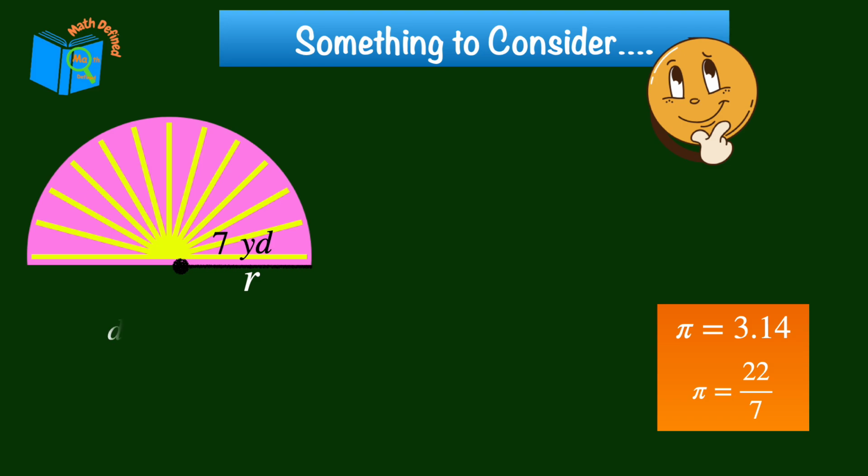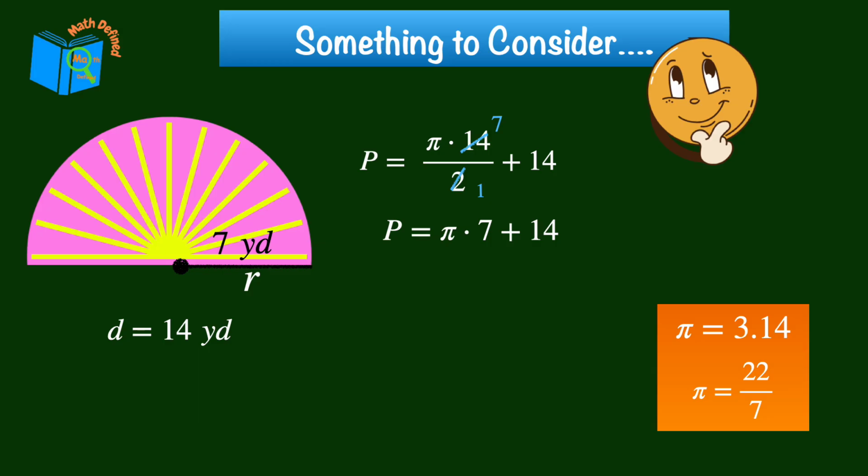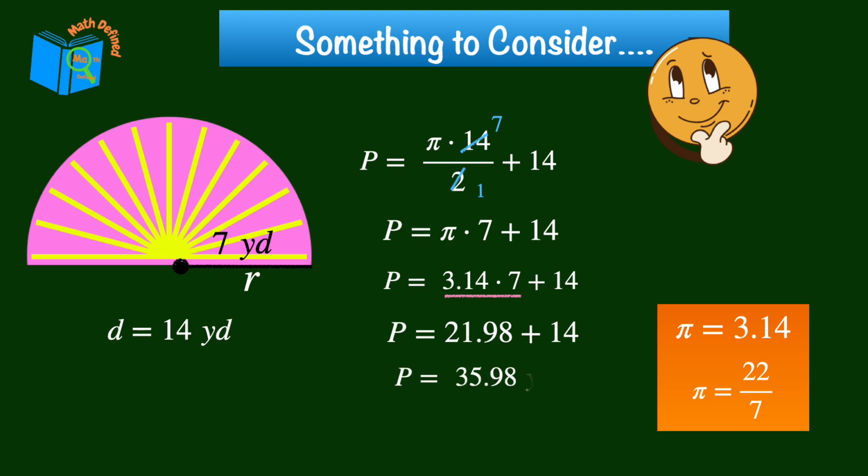We already know the diameter is 14 yards. Substituting this into our formula gives us perimeter equals pi times 14 divided by 2 plus 14. We'll simplify the 2 and the 14, giving us pi times 7 plus 14. So far, everything looks exactly the same as before. But this time, we're going to use 3.14 for pi. Multiplying 3.14 by 7 is 21.98. And then adding 14 gives us a perimeter of 35.98 yards.